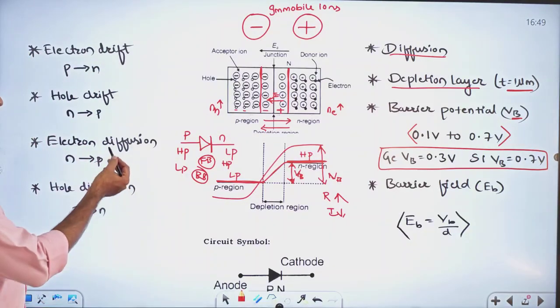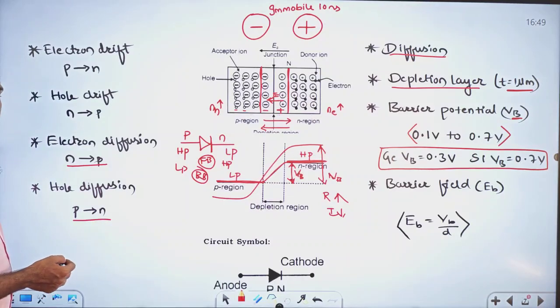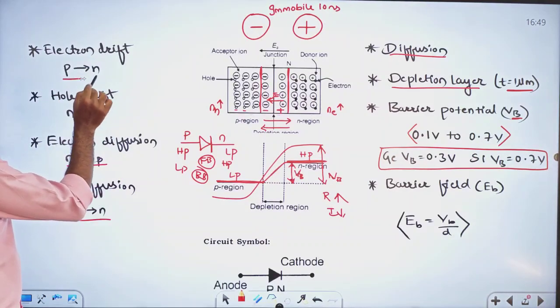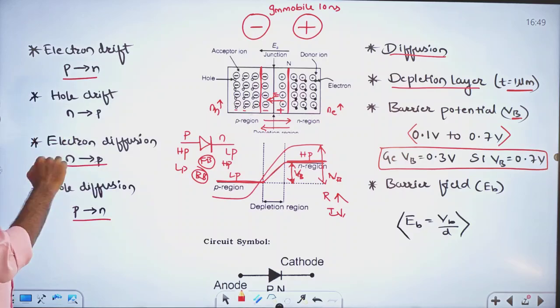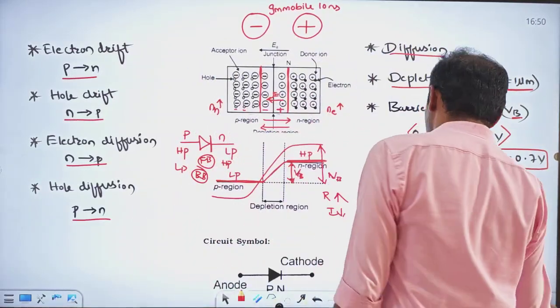So see, diffusion of electrons from N region to P region, diffusion of holes from P region to N region. Drift of electrons from P to N, drift of holes from N to P, it will get reversed. Okay, so you should know these many things about this.